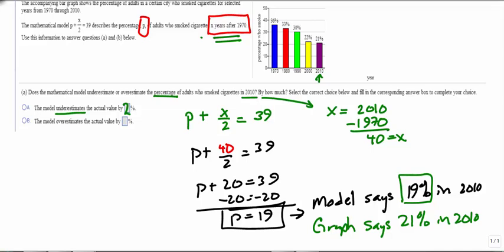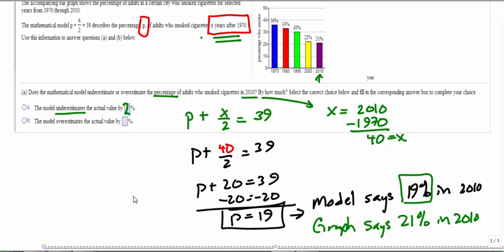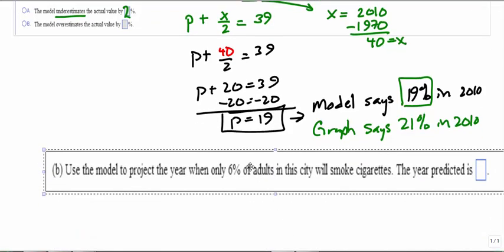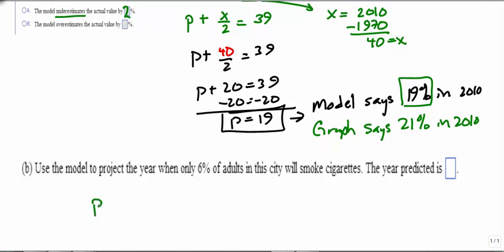Now the next question is going to basically ask, okay, use the model to project the year in which only, let's say, 6% of the adults will smoke cigarettes in this city. So what we want to do is we want to use our model again, but in this case we know the percentage. We want to find the number of years. So again, we start with our model. P plus x over 2 equals 39. And this time I know the percent. So that's what I plug in.